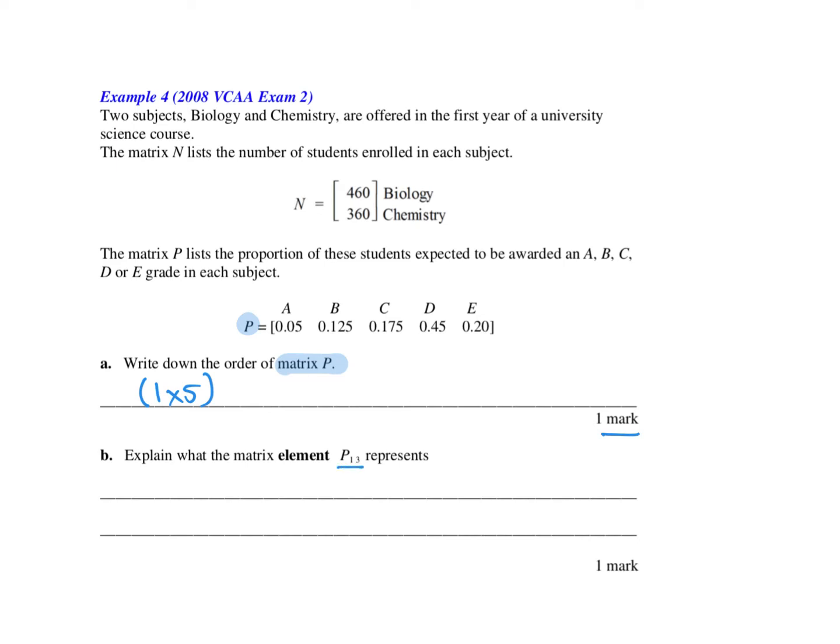Now, it said explain what the matrix element P13 represents. So I have to go to row 1 and column 3. So what it means is 0.175. Because it says proportion, we could change it to a percentage. So we could say 17.5% of the students got a C. You could leave it as a proportion and say that proportion of students got a C. And they would have got that in bio and chem. That's the percentage they got.